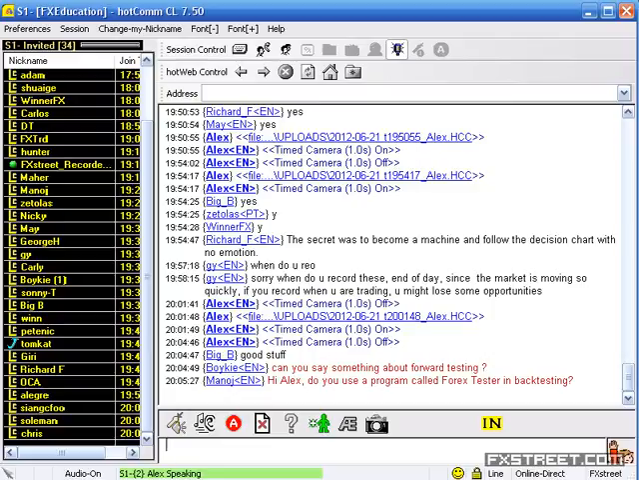Do I use a program called Forex Tester for backtesting? I have used it, Manoj. I have in the past. Currently, I don't, and that's just for the fact that I use NinjaTrader a hell of a lot now. And I find just going forward bar by bar actually helps me as well. Literally having to write things down sort of drills the system into your head a bit more. Any other questions, guys?